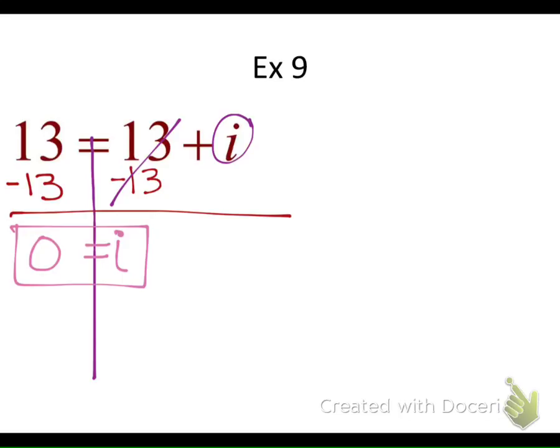Very good. Okay, so if I would substitute, or plug in, or evaluate I equals 0, if I plug in 0 up here, if I would take 13 plus 0, does it equal 13? Yeah. So Deontay was right.